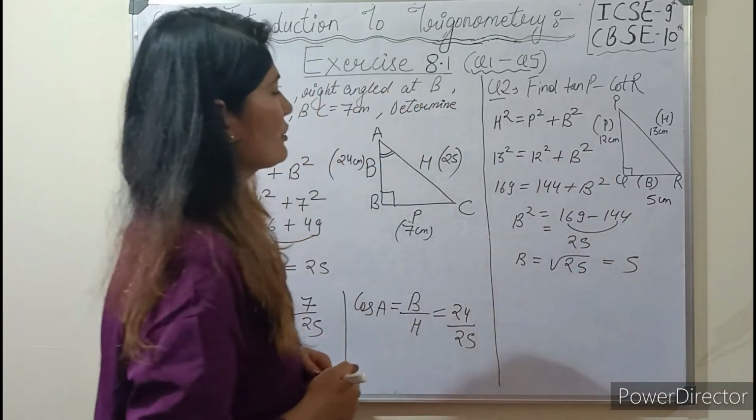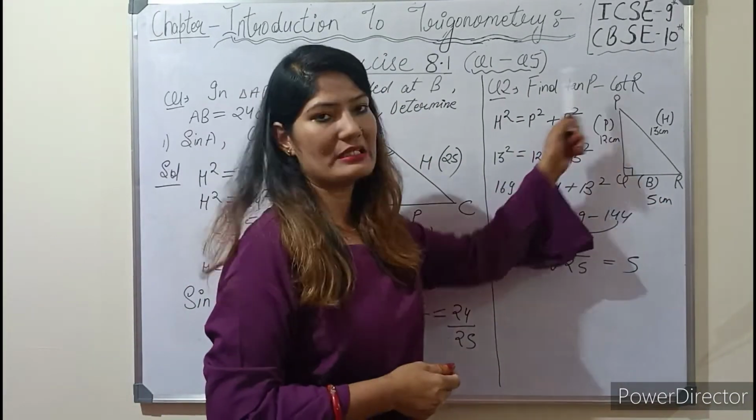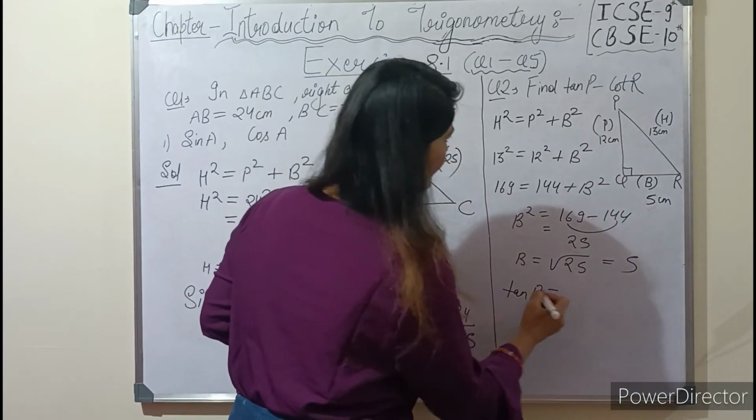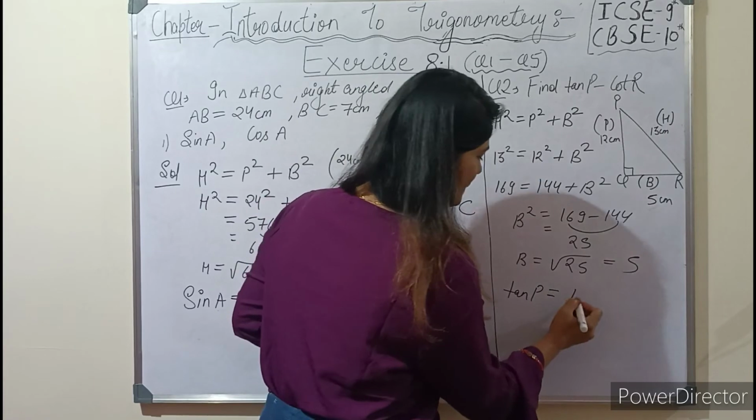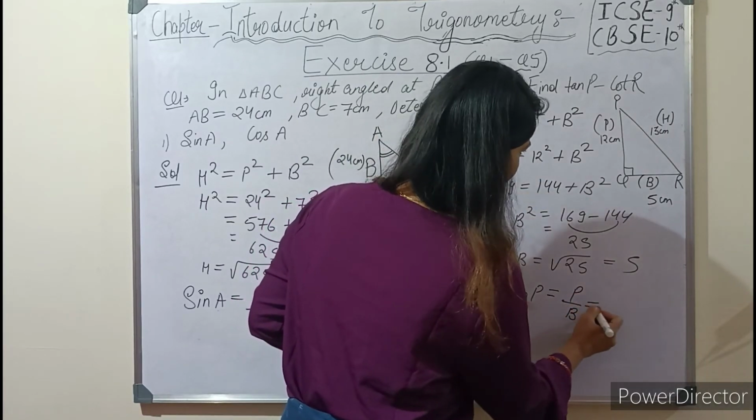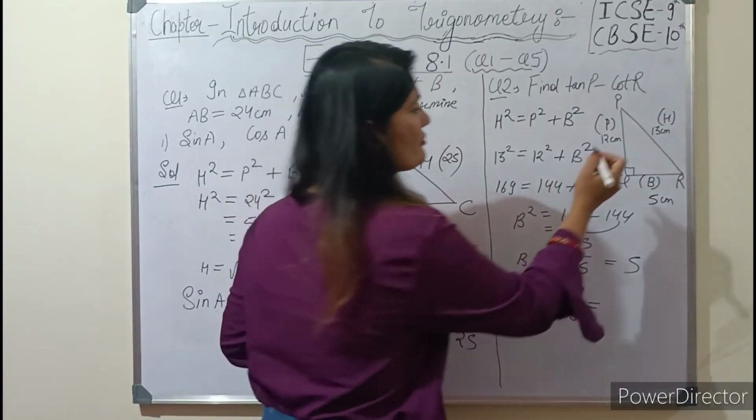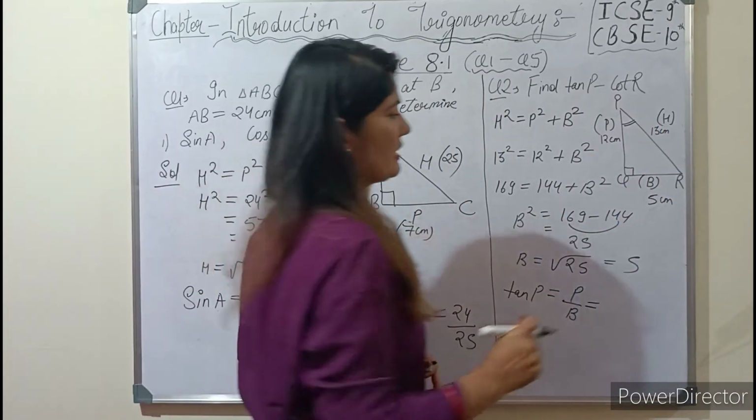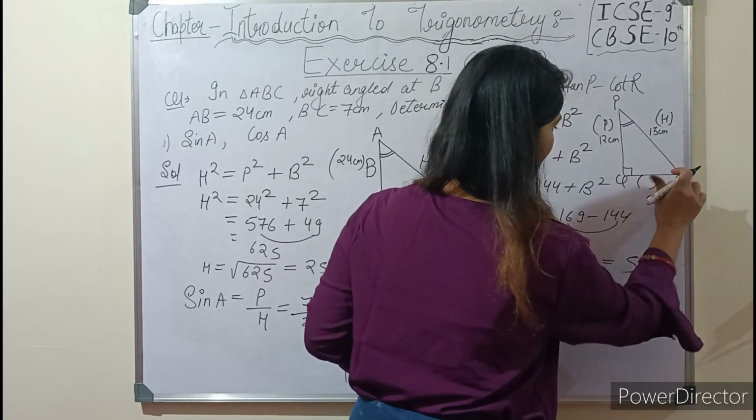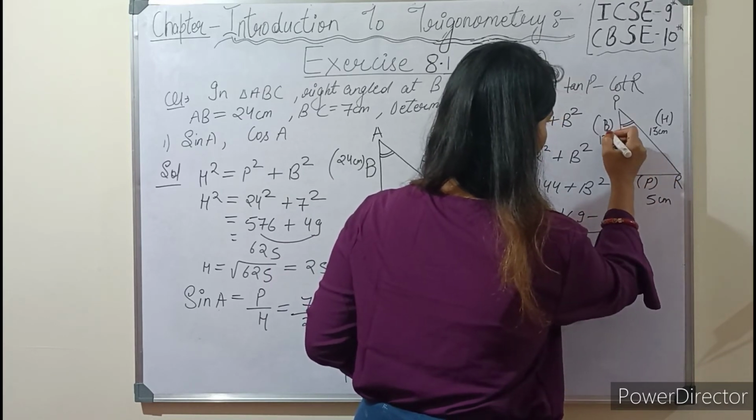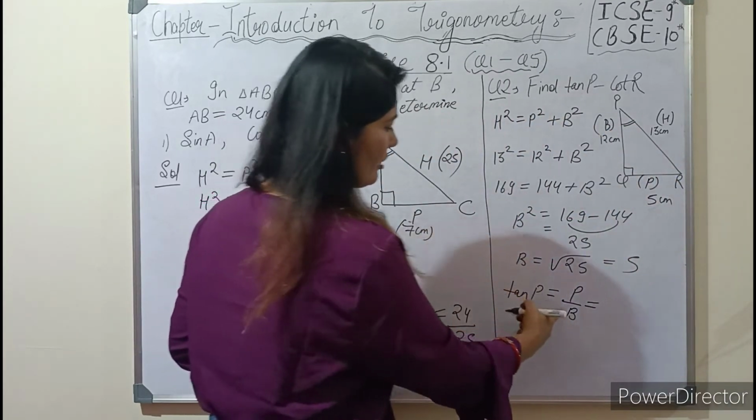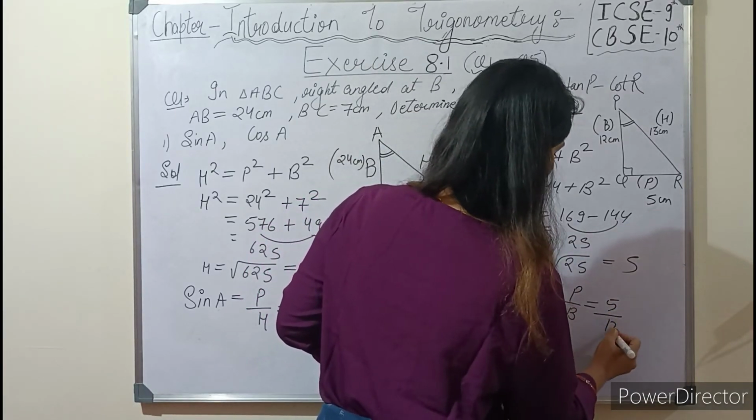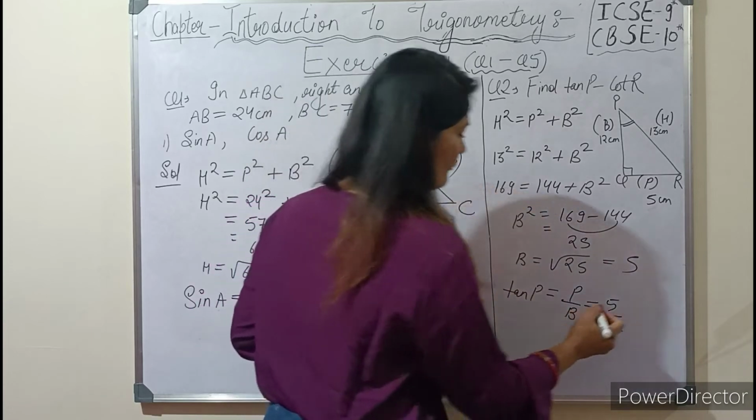Now you need to find the value of tan P minus cot R. So here first of all find the value of tan P. The value of tan is P by B. Now here the angle is P. So for the given angle P, the opposite side is considered as a perpendicular and this becomes the base. So here the value of tan P is 5 divided by 12 and the value of cot R.